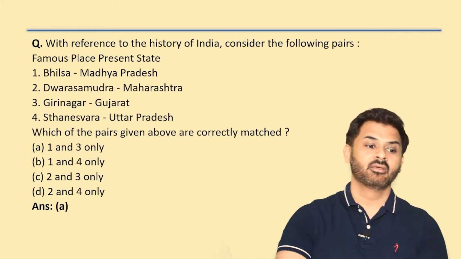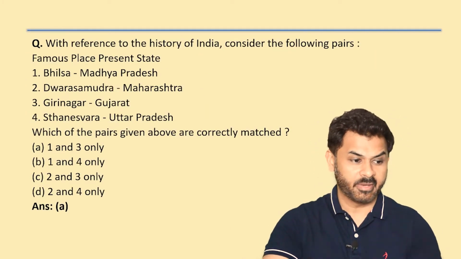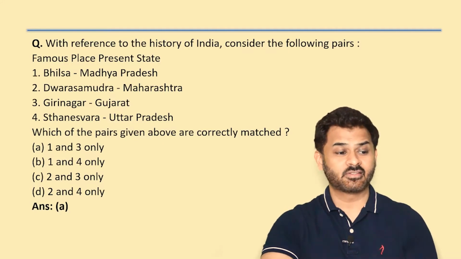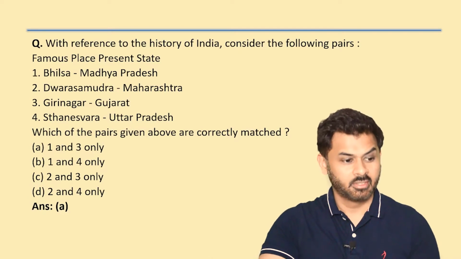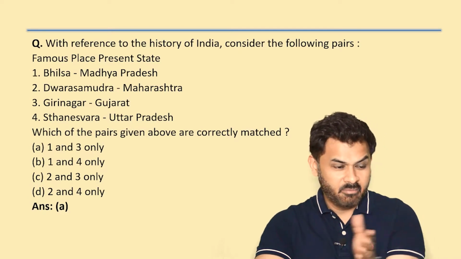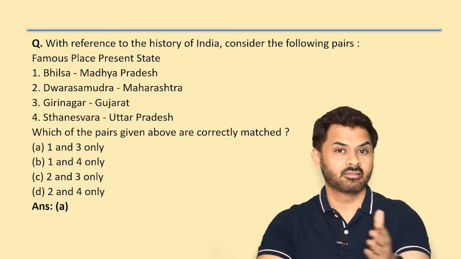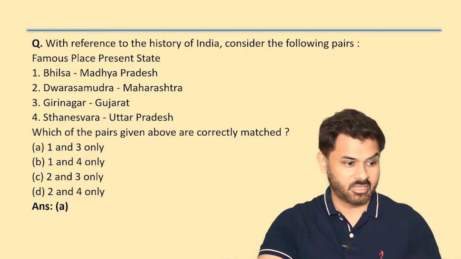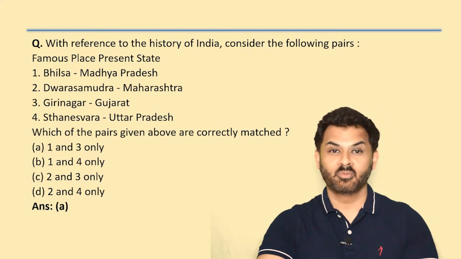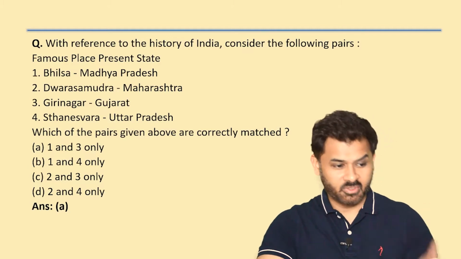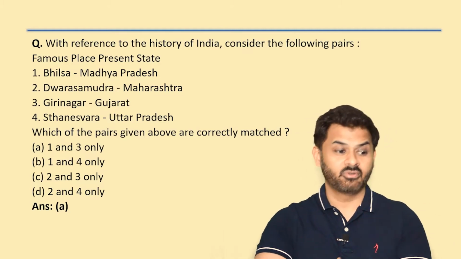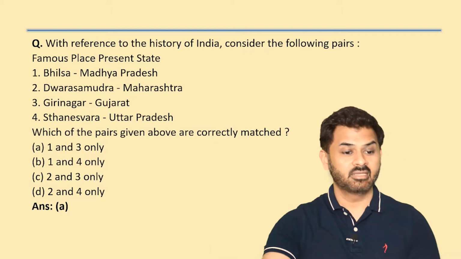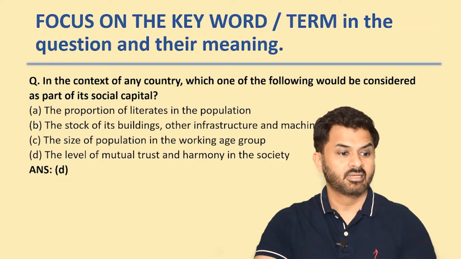Another example, with reference to the history of India, consider the following pairs. Famous place, present state. Bhilsa: Bhil tribe, where? Madhya Pradesh. You can relate the word Bhil to Bhilsa, and Girnagar to Gir forest in Gujarat. So 1 and 3 seem likely to be correct. Out of the given options, only A could be correct. So the answer should be A. Even if you don't know directly, you can easily approach and get the answer.